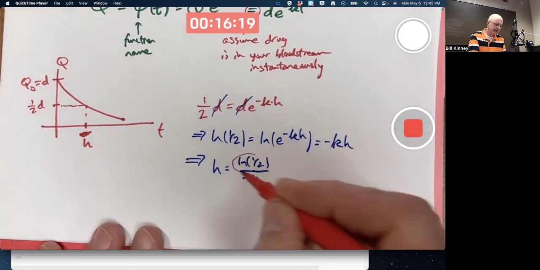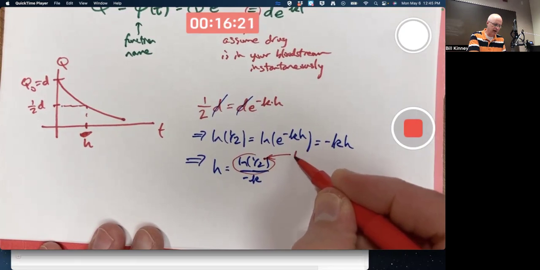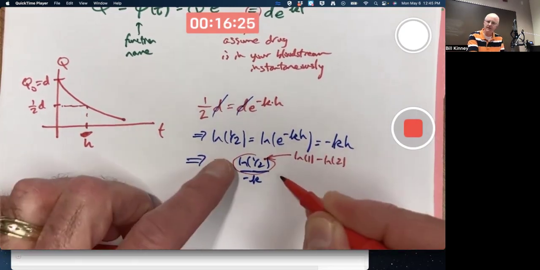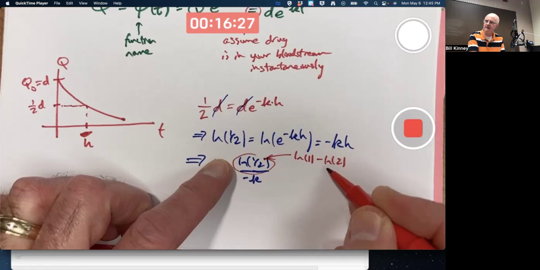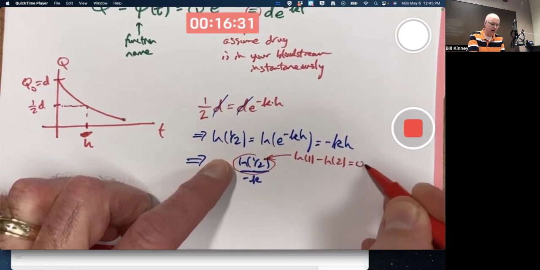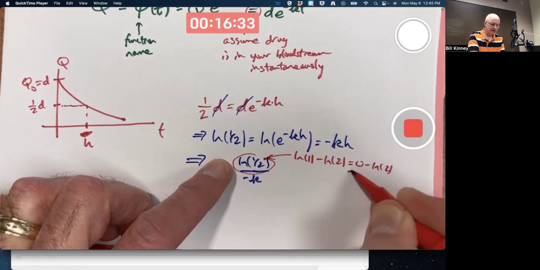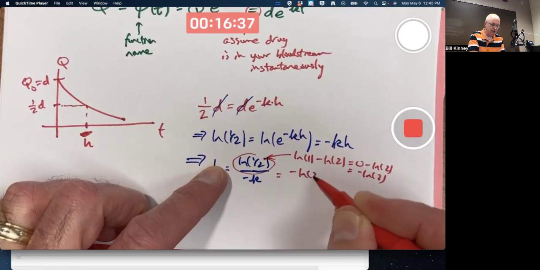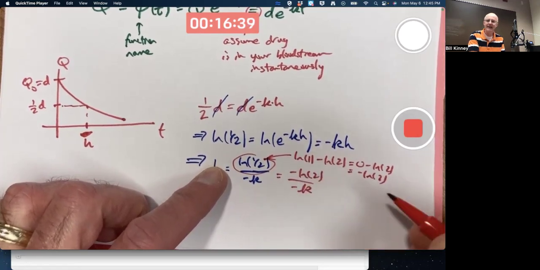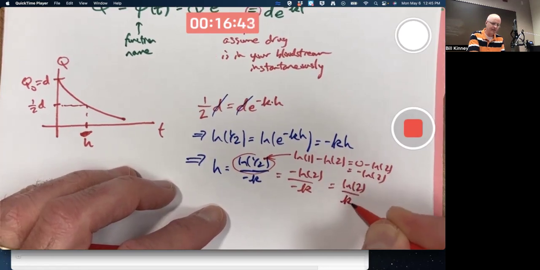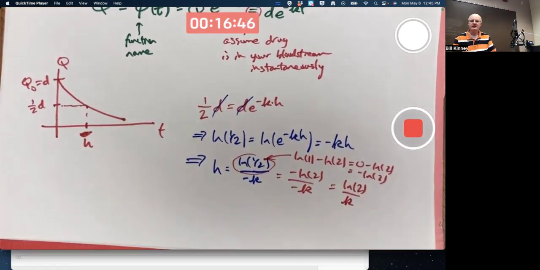A more typical way this is written is to use a property of logarithms to say that's ln of 1 minus ln of 2, right? Ln of a quotient is the difference of the logs. But ln of 1 is 0. So that becomes negative natural log of 2. So this becomes negative natural log of 2 divided by negative K. And then the negative signs cancel. So you're left with ln of 2 divided by K as a more typical way to write the half-life.